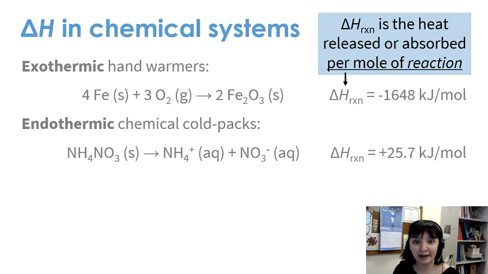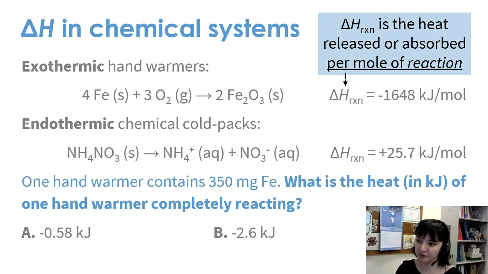Now to apply our delta H reaction values, let's look at this example with our hand warmers. One hand warmer contains 350 milligrams of iron. What would be the heat, say in kilojoules, of that one hand warmer completely reacting? Think about how you might set this up as conversion factors. Looking at our enthalpy of reaction up above, again, that enthalpy of reaction is per mole of the entire reaction, so keep that in mind. Give it your best shot, and then we'll go over it in the next slide.